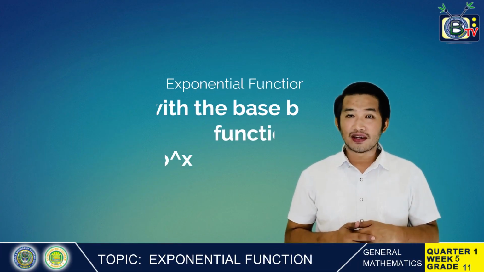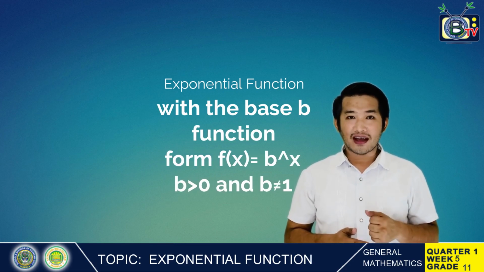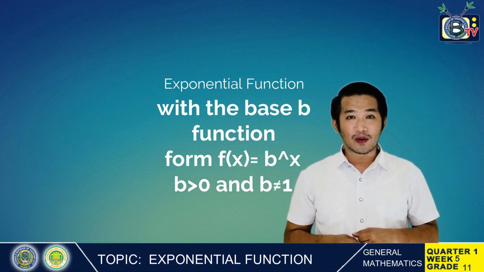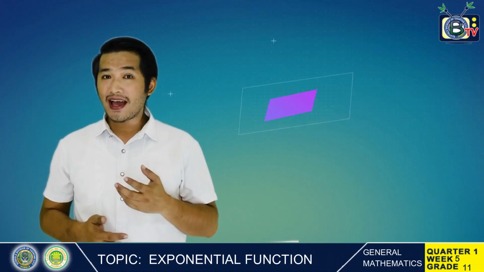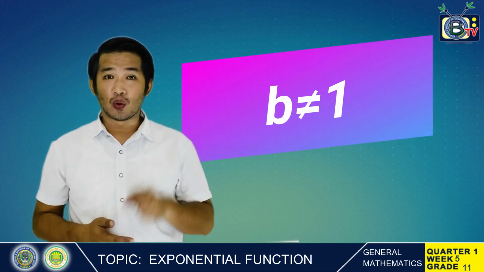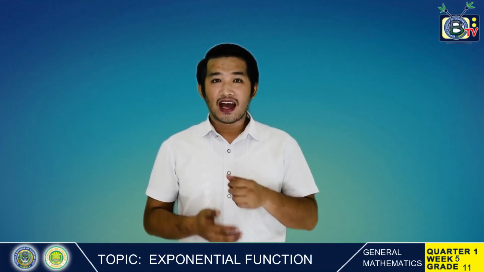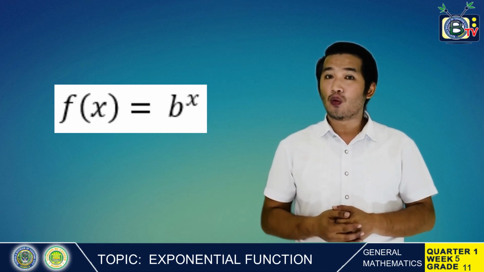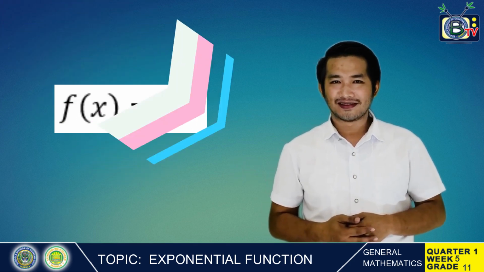An exponential function with a base b is a function in the form of f of x is equal to b raised to x, where b is greater than 0 and b is not equal to 1. Why is it that the base must not be equal to 1? Because if it's equal to 1 and you substitute any number to the exponent x, it will still be 1. And that makes the function constant.